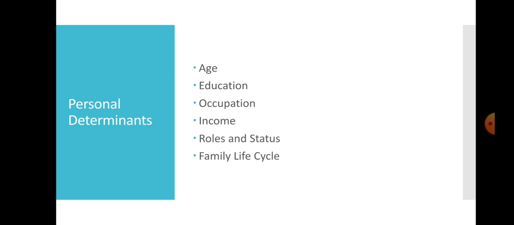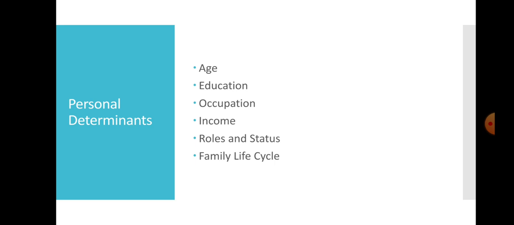Then the next category of consumer behavior determinants are personal determinants. The first variable in this category is age. Age is a very important factor, and the marketer, while segmenting his market, considers this factor to a great extent. This factor has a great influence on the consumer's buying decisions.